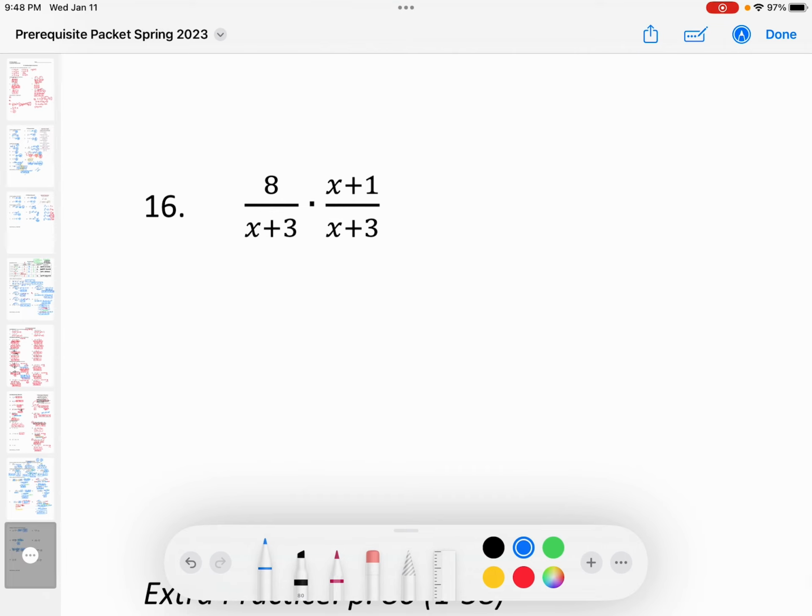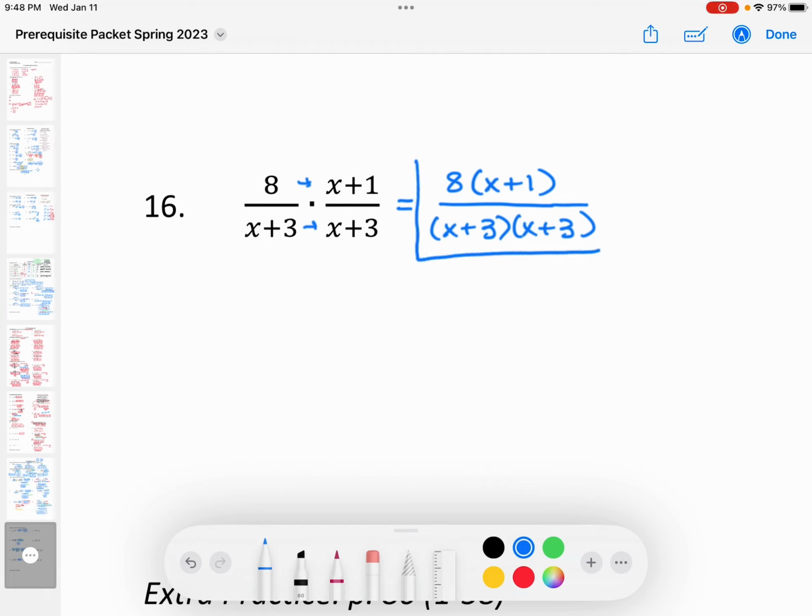Number 16. Did you notice these two have a common denominator? Not that it really matters. We're still just going to multiply straight across. So 8 times x plus 1. And you do have to multiply these. If that was adding, I would only have a single x plus 3, the common denominator on the bottom. But in multiplying, we do multiply straight across. So we multiply both. And nothing really cancels out.